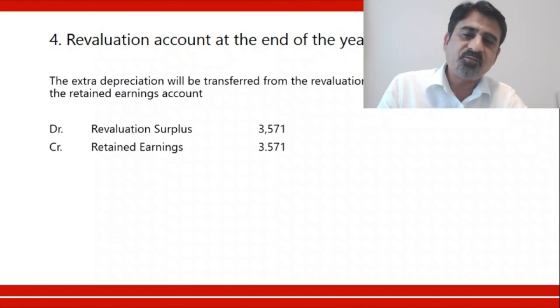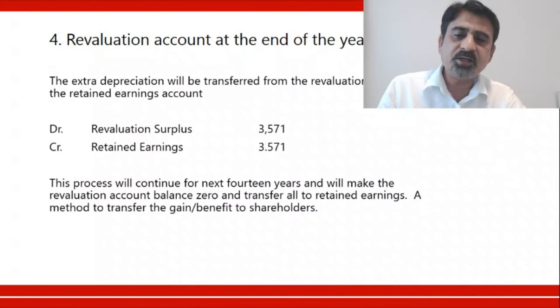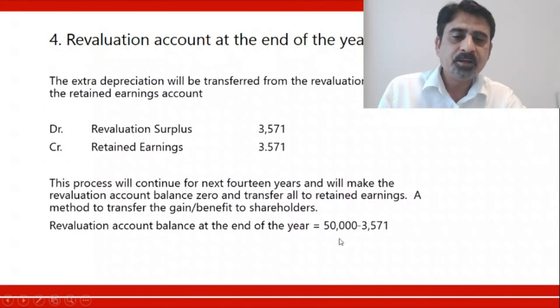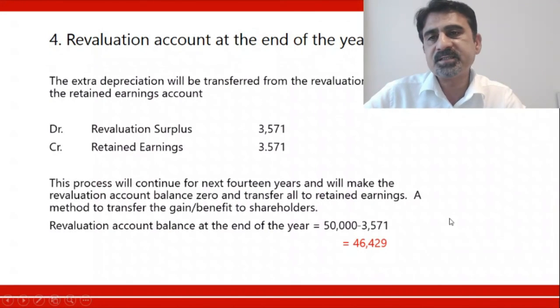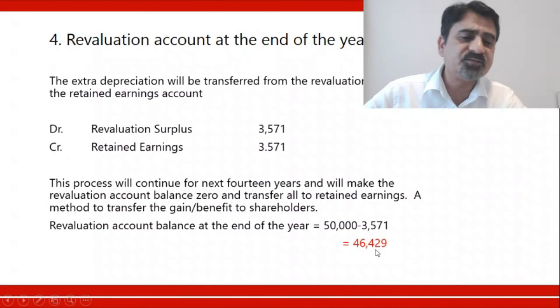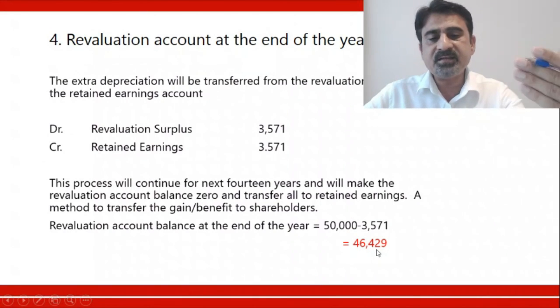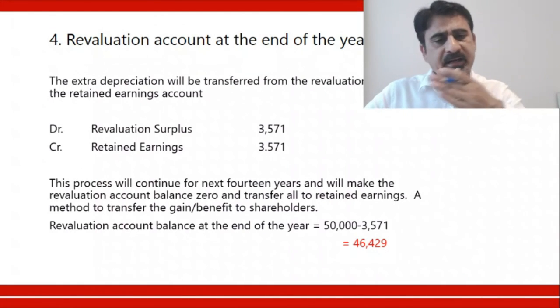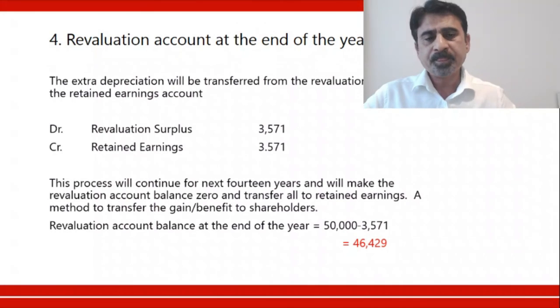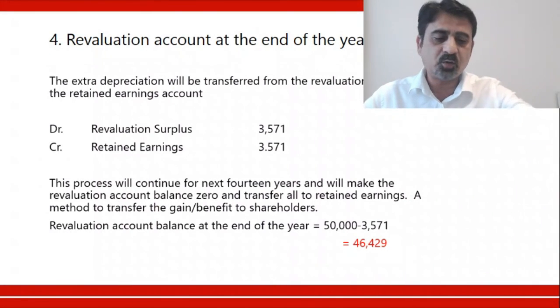So at the beginning of the first year it was 50,000. At the end of the first year we subtract 3,571 and the balance will become 46,429. So at the end of the 7th year it is 46,429. At the end of the 8th year it will be further something like 43,000 or 42,000, and in the next 14 years it becomes 0, and slowly and gradually this 50,000 you will transfer to retained earnings and shareholders can take it as dividends.